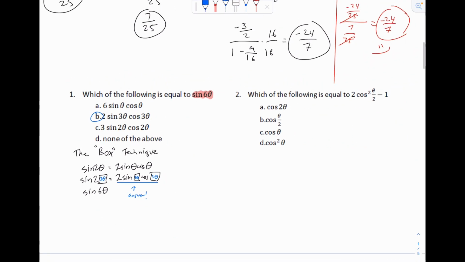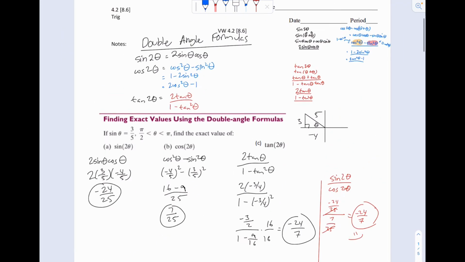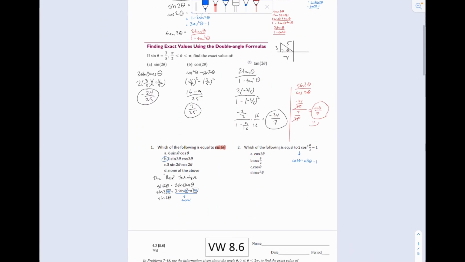Okay, so let's try it again. Which of the following is equal to 2 cosine squared theta over 2 minus 1? So immediately you should notice that that kind of looks like one of the cosine formulas, except it's a little different, because this is the one we wrote on our notes right there. Let's verify that though. Yeah, 2 cosine squared minus 1.